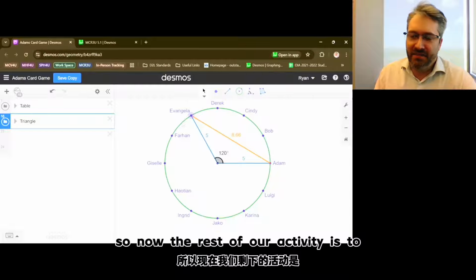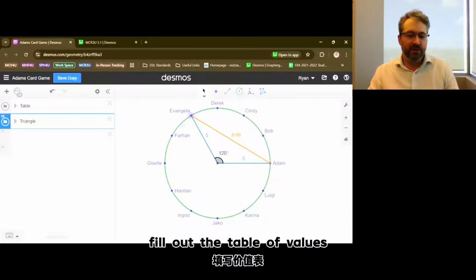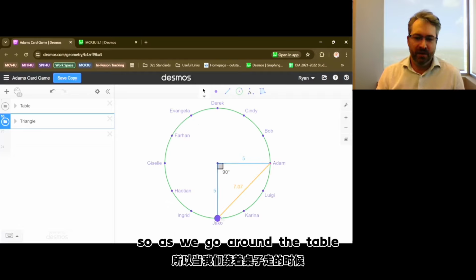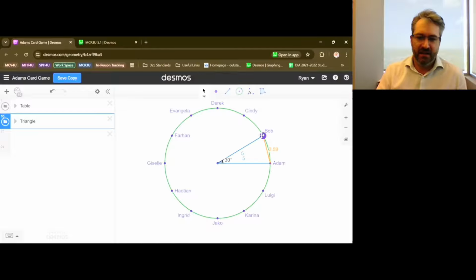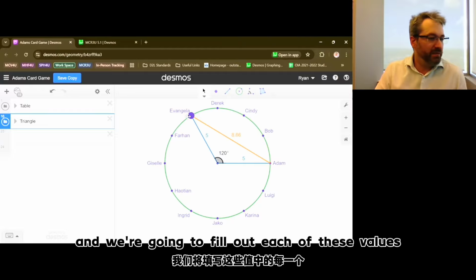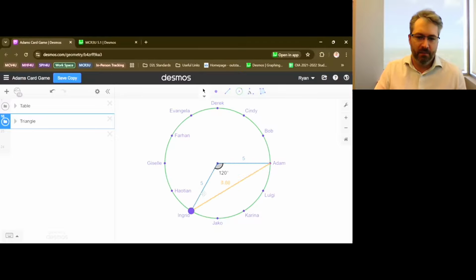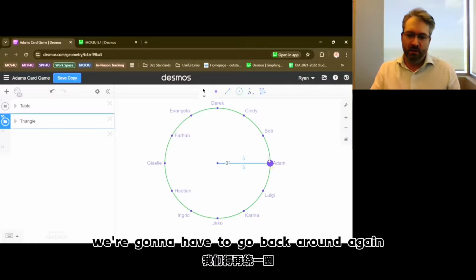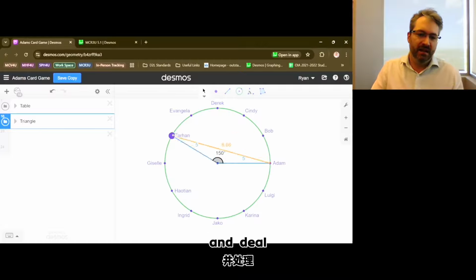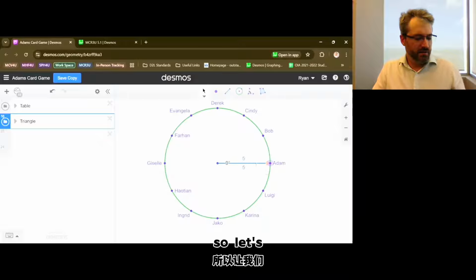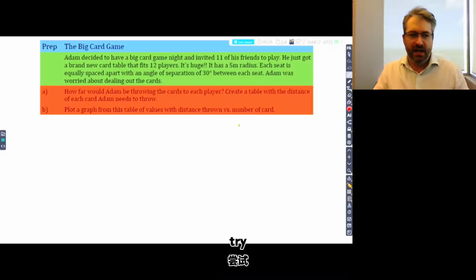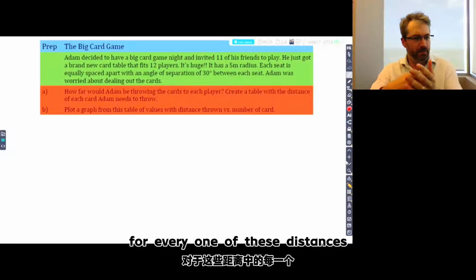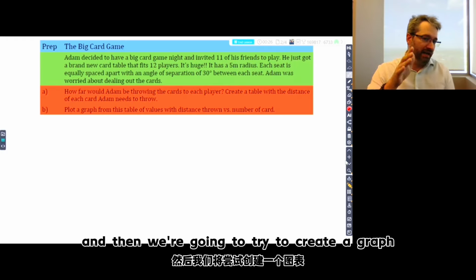For now, let's just focus on the rest of our activity, which is to fill out the table of values of Adam dealing to each player. As we go around the table, Adam is going to continue dealing to Bob, Cindy, then Derek, and we're going to fill out each of these values. But for our card game, Adam needs to deal out 2 cards to every person. So we're going to have to go back around again and deal. So let's try recording all of our table of values for every one of these distances, and then we're going to try to create a graph.